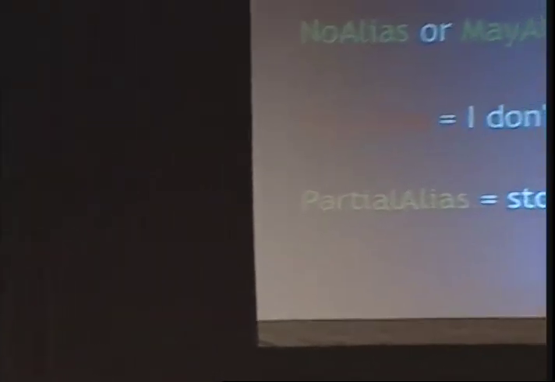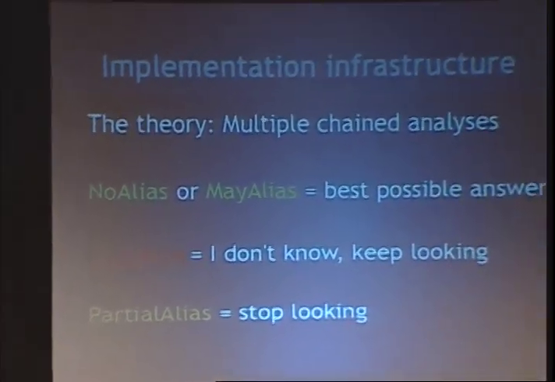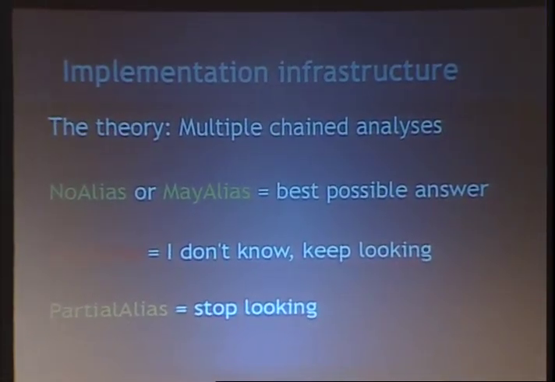You're right. So if it's no alias, we know that they don't ever alias. That's our best possible answer, right? If it says must alias, then that's as precise as we're going to get, because we know the pointers are always equal. So no or must are our best possible answers. May alias means I don't really know. You have to keep asking the next analysis in the chain. And partial alias, we know that there's potentially an overlap.